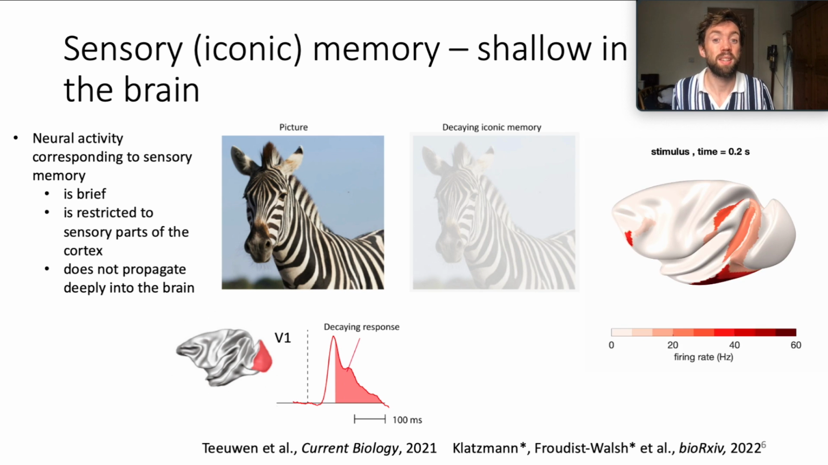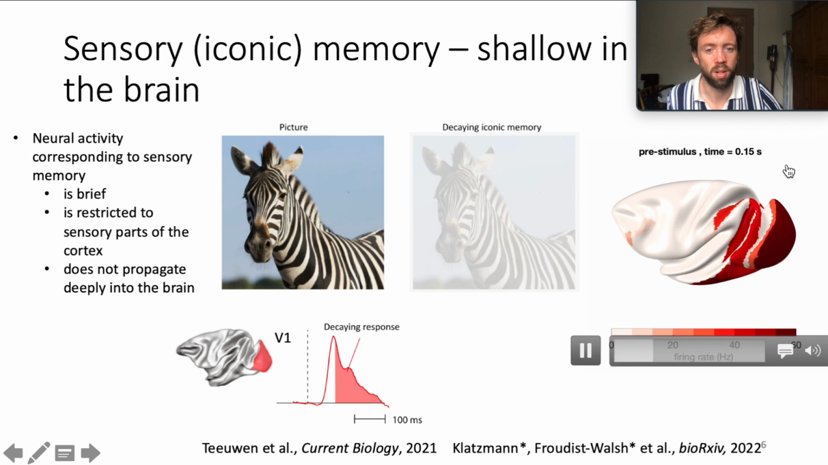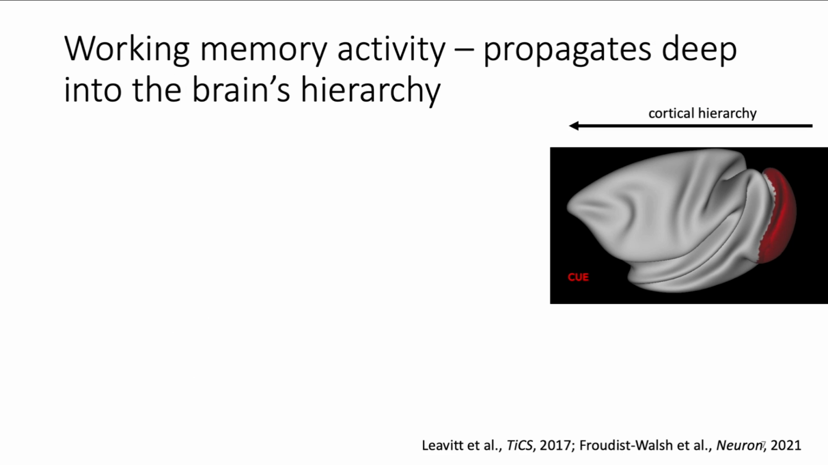We have a simulation of this type of activity. Here we can see brain activity spreading from the primary visual cortex, the back of the brain, taking a few steps deeper into the brain, but it does not reach the prefrontal cortex or most of the other associated parts of the brain. You can also see that activity dies out very quickly, on the order of about 200 milliseconds.